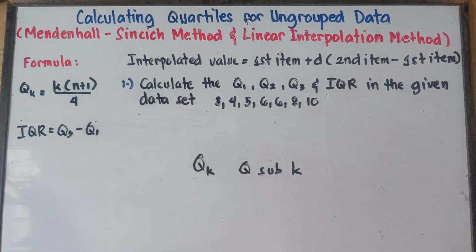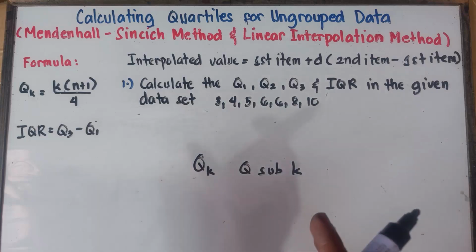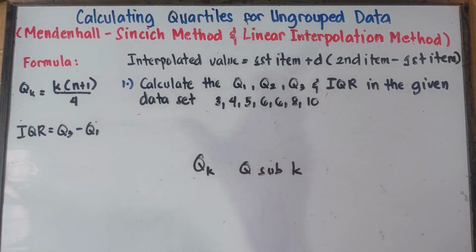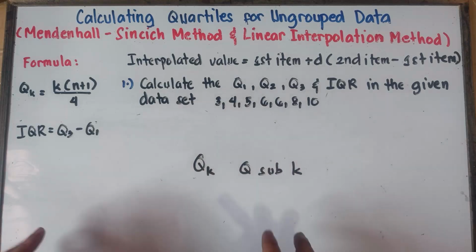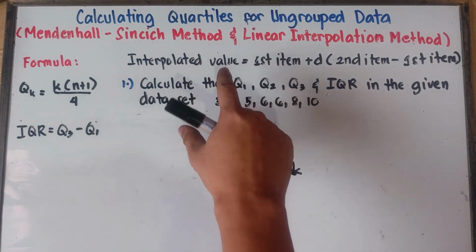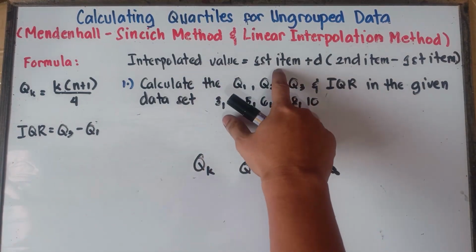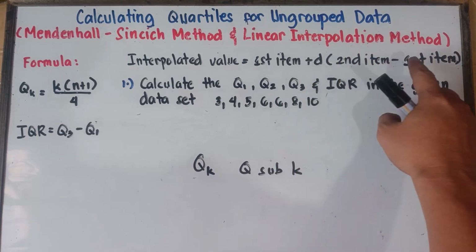Now, when you solve for quartile 1 and your answer is a whole number, simply take the position. Once again, if your answer is a whole number, simply take the position. When you solve for quartile 1 and your answer contains a decimal, you need to get the interpolated value, and this will be the formula: the first item plus the decimal times (second item minus the first item).